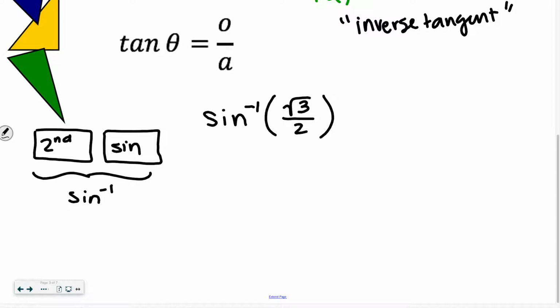I got an error. I'm getting two different kinds. How about your pod members, if they are getting errors in their calculators? Anybody getting one that's not an error? No, I got 60. 60. Alright, there we go. What do we need to do if we're getting errors? Close the parentheses.